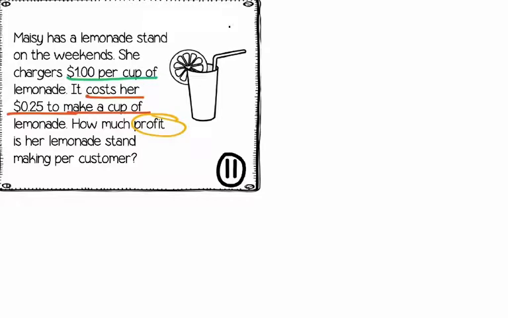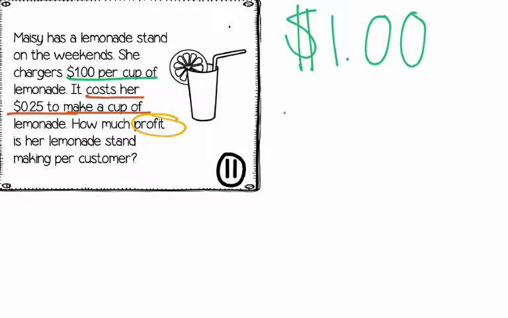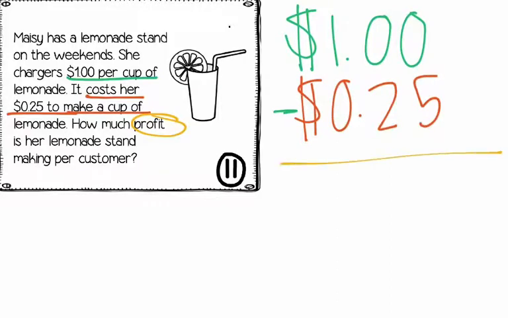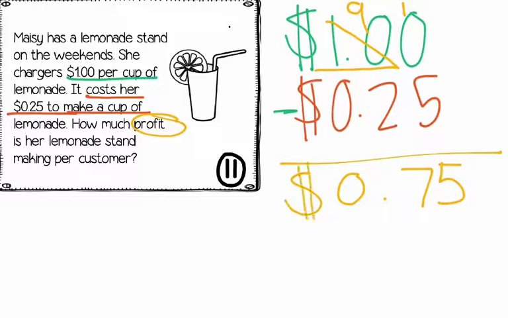We would just do $1 take away 25 cents. So 0, can't do 0 minus 5, so I go next door. I'll underline that, make it a 9. 10, 5. 9 minus 2 is 7. So the answer is she's making 75 cents, or her profit is 75 cents per cup.